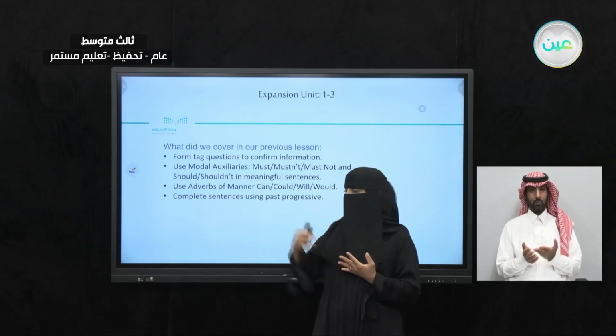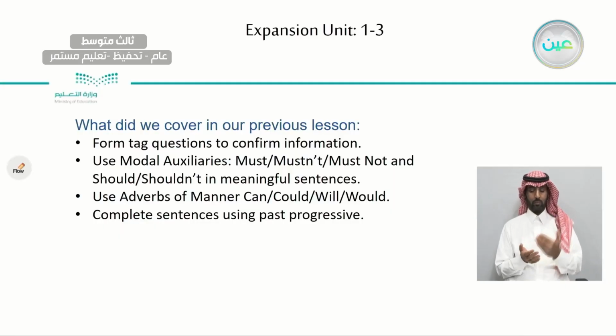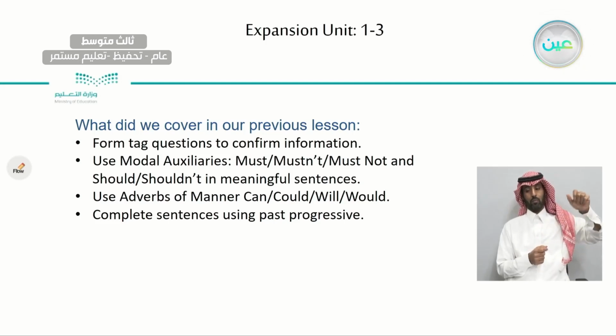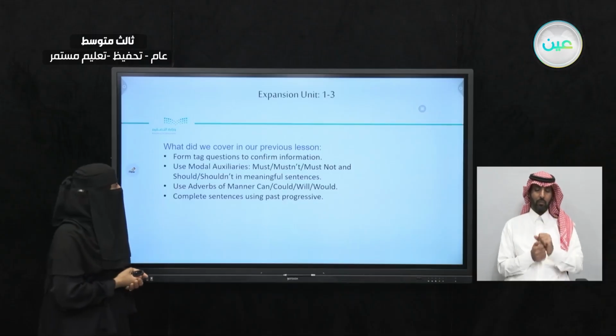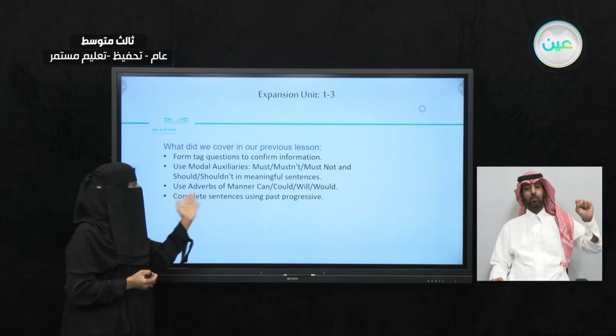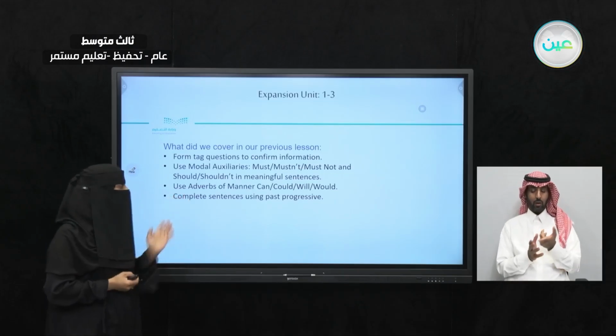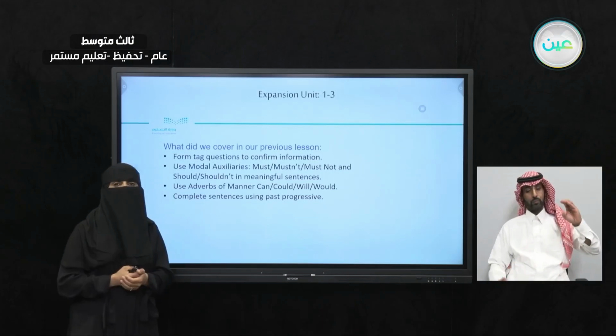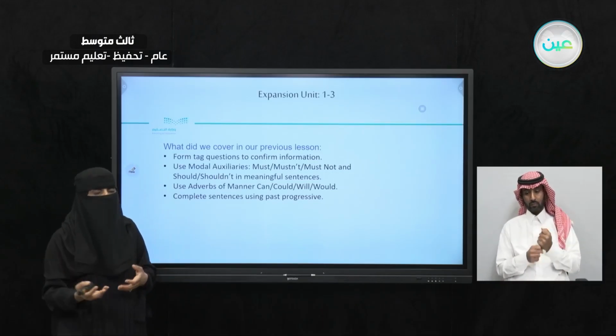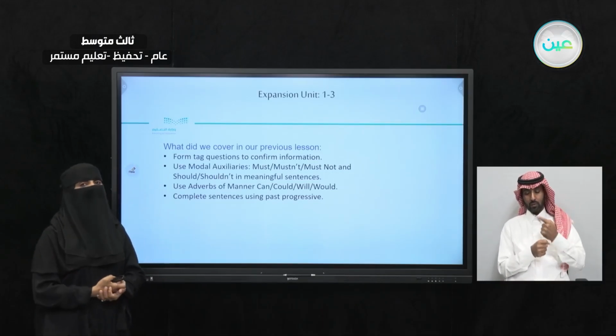In our previous lesson, we covered these objectives. We formed tag questions. We practiced how we use tag questions and how we use modal auxiliaries, the difference between must, mustn't, should and shouldn't. Also, we used adverbs of manner, can, could and may, and we completed sentences using past progressive and the difference between past progressive and the simple past.